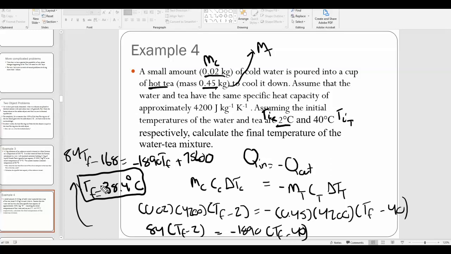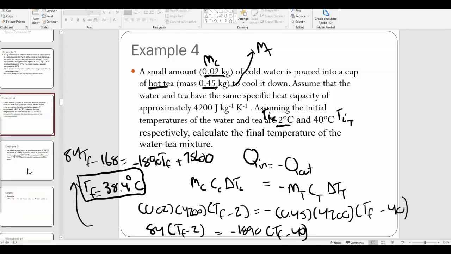So for example, if you put a piece of ice in water and you find the final temperature is higher than the initial temperature, you did something wrong. Okay, so my point is, just think about what it is you're doing. All right, so that is it for example 4. Pause there if you need to look at that some more.